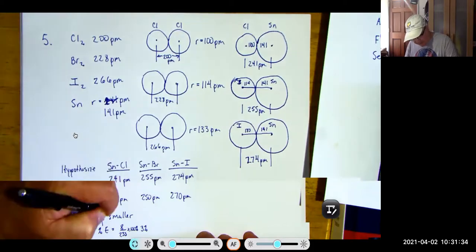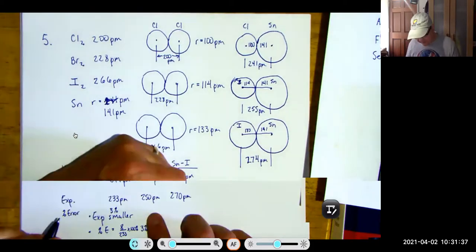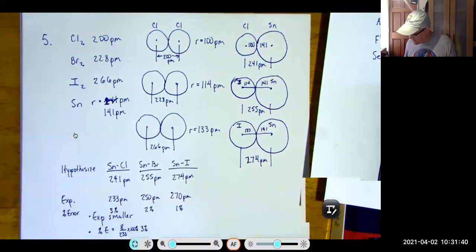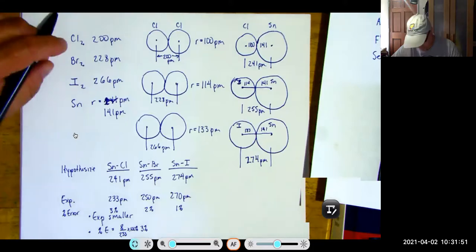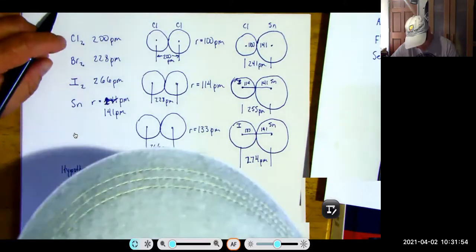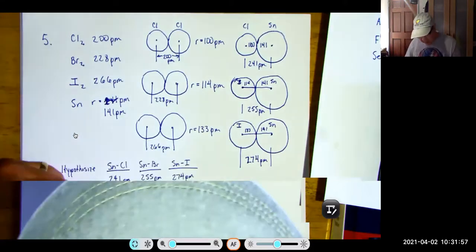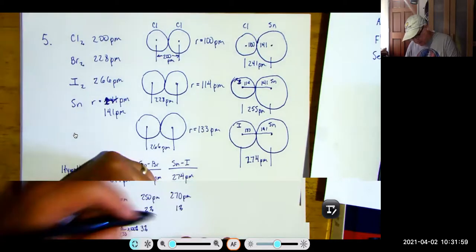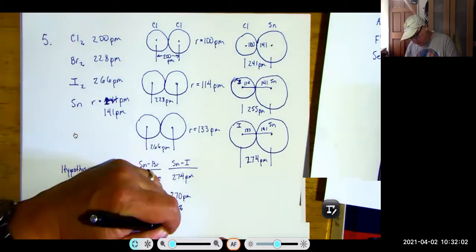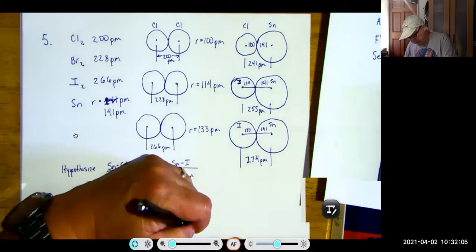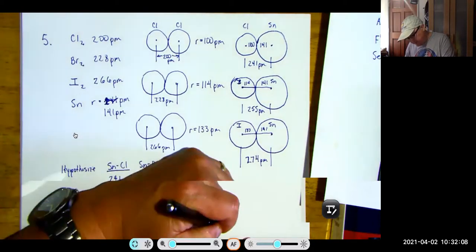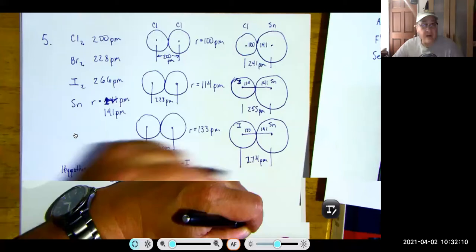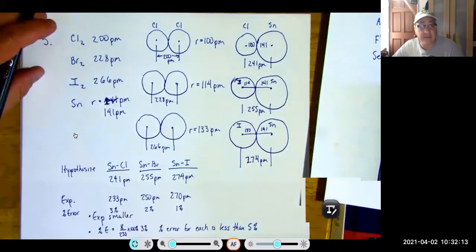I think this one ends up having like a 2% error, and I think this one ends up having like a 1% error. Let's see, 4 divided by 270 times 100. I get 1.48, which rounds down to 1% for one significant figure. Okay, so what we could say is that the experimental value is smaller, and the percent error for each is less than 5%. So we'd say that, you know what, it might be pretty accurate.